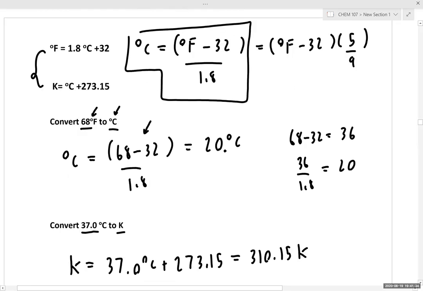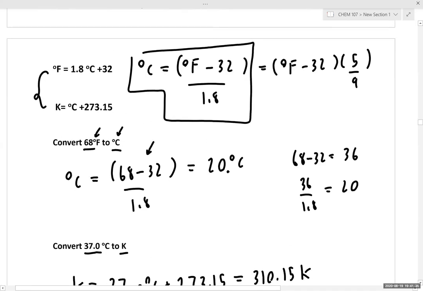Perfect. And then I had another question. Where did you get the 273.15? That's our conversion from Kelvin to Celsius. It's okay. No problem at all. That's part of why I provided these conversions at the top. And these are conversions that you should be familiar with for the exams and homework.